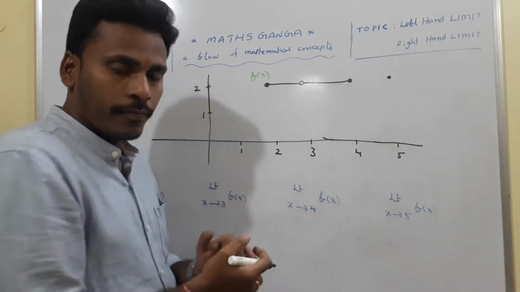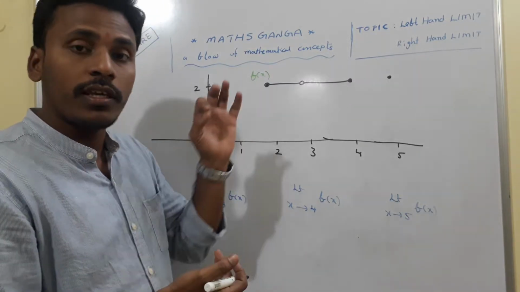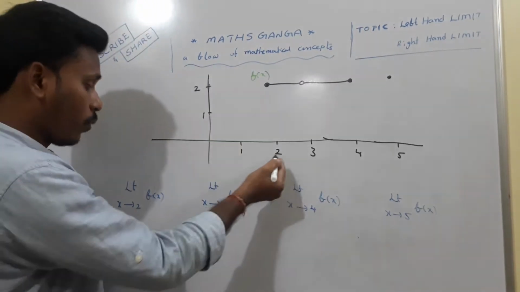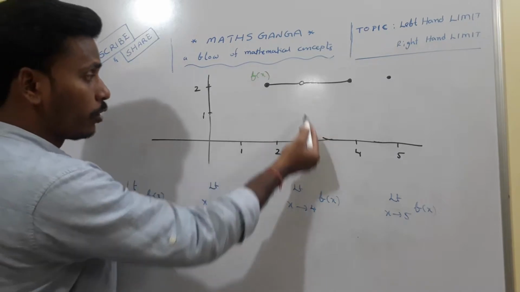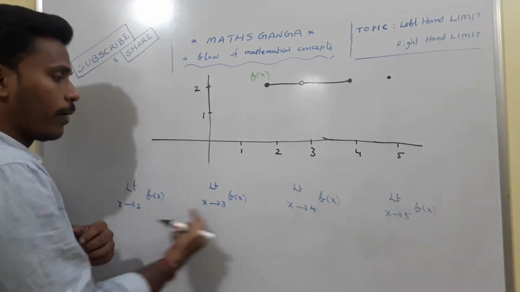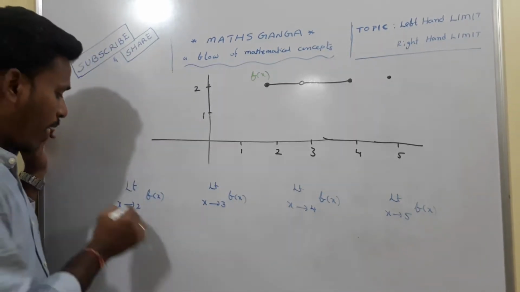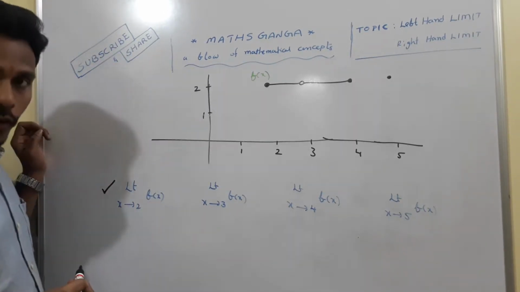This is the graph, and now I am going to find out the limit values of f of x at x equals 2, at x equals 3, at x equals 4, as well as at x equals 5. I need to find these values. Now see, first of all, to find limit x tends to 2 f of x.